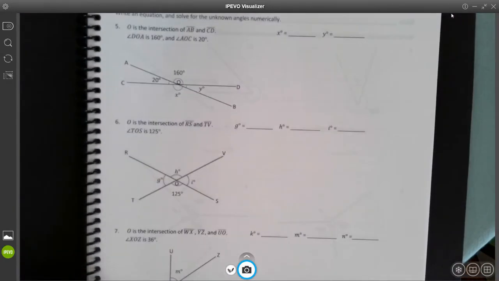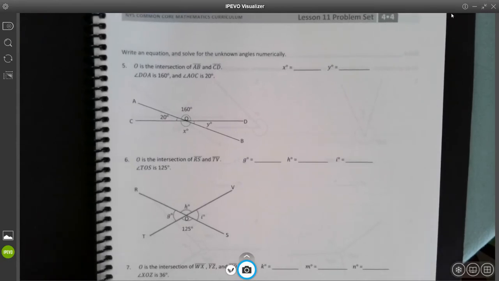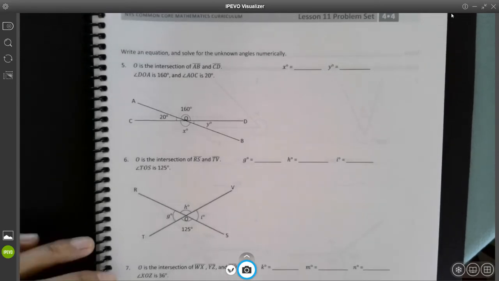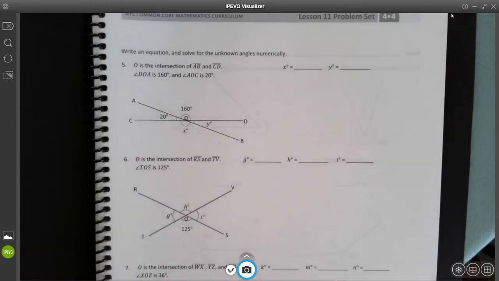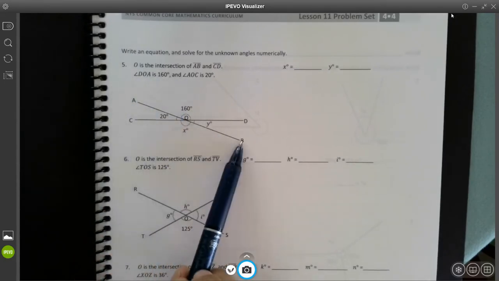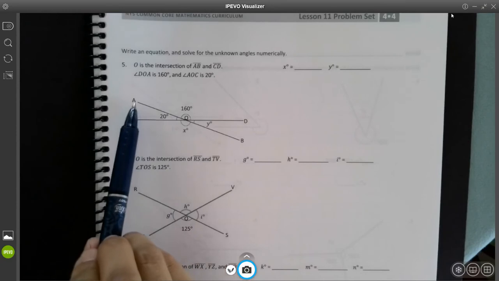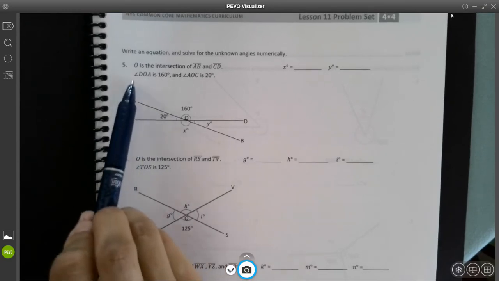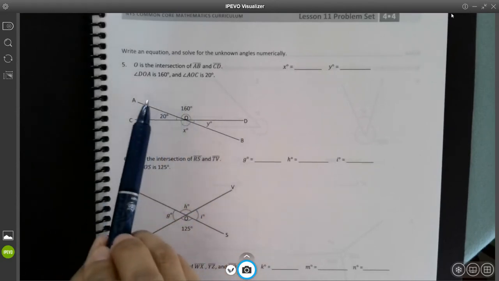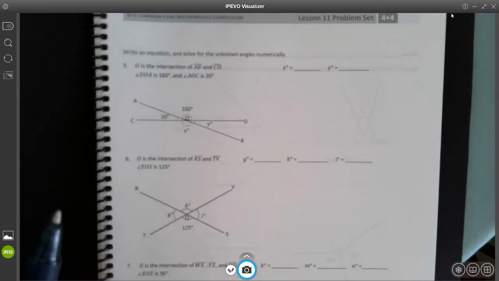So here is number 5. Write an equation and solve for the unknown angles numerically. Let's see, O is the intersection of AB and CD. So here we have our intersecting lines. How are we going to find the other angles? We have the intersection of AB and the intersection of CD, the lines. We have angle DOA, that is 160 degrees. We have angle AOC, that is 20 degrees.